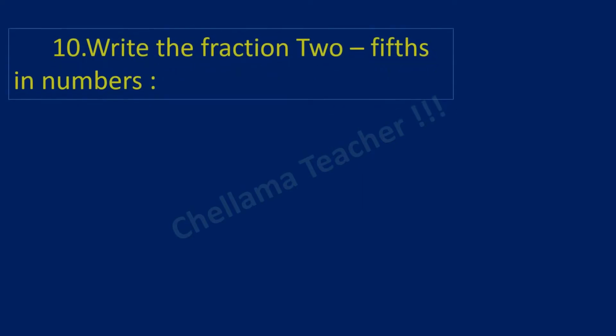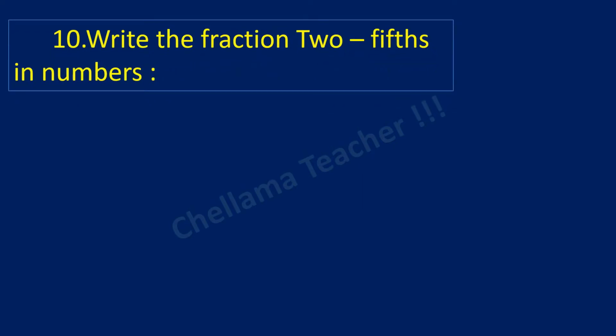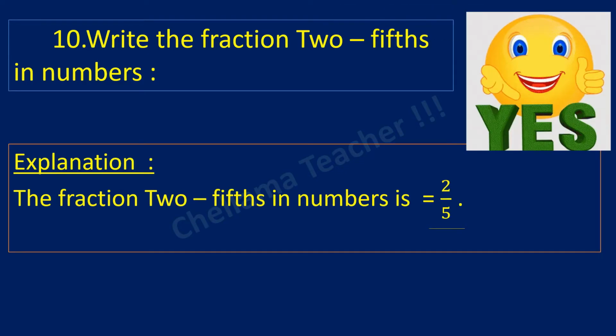Question 10. Write the fraction 2/5 in numbers. How to write? Yes, the fraction 2/5 in numbers is 2 by 5. That means the 2 can be written in the numerator and the fifths, the 5, can be written in the denominator.